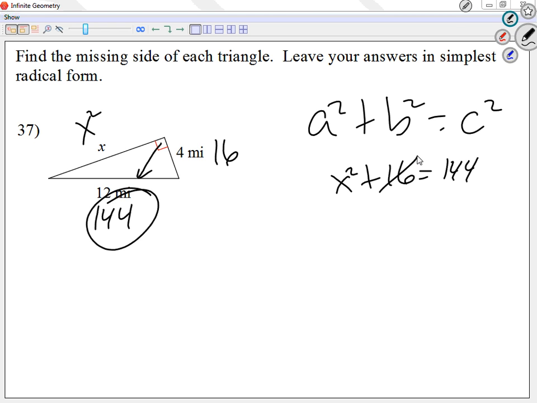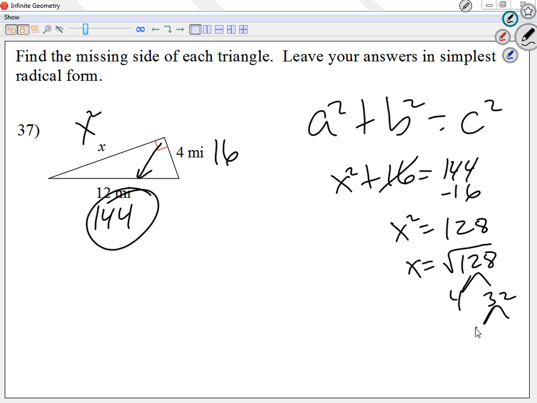My 16, let me move it to the right as a minus 16. So I get that x squared is equal to 128. So if x squared equals 128, I'm going to say x equals the square root of 128. And then simplify the radical. What I mean with simplify, 128, I'm thinking of 4 times 32.